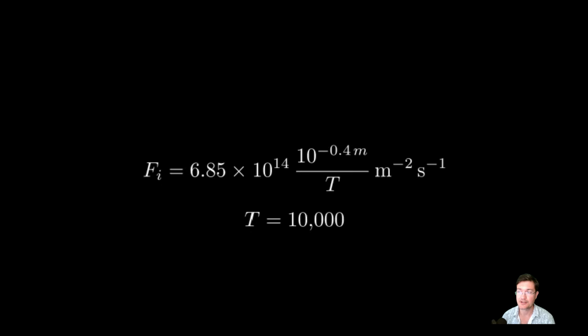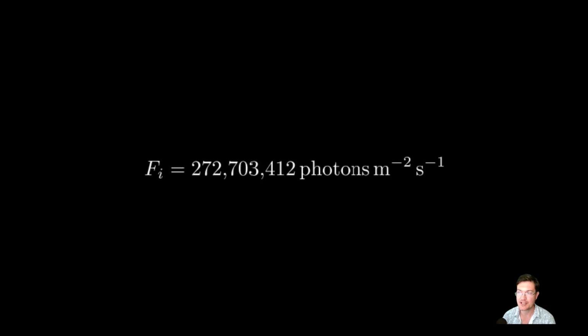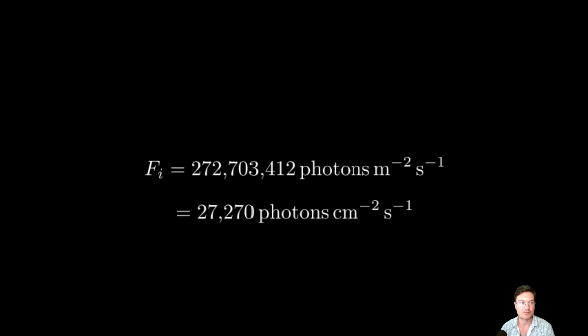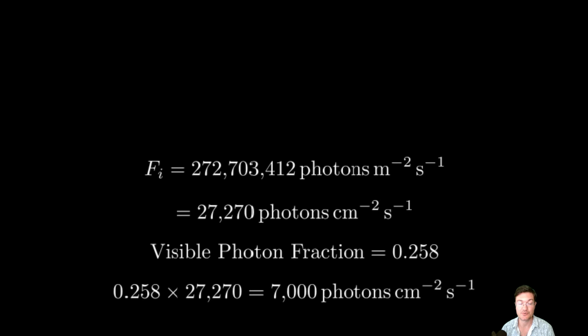So we can plug in 10,000 Kelvin for the temperature. For this example, we're going to use a magnitude of 6. That's going to get us our number of photons per square meter per second, and then down to 27,300 photons per square centimeter per second. Finally, multiplying by that fraction from the graph tells us that there's about 7,000 photons per square centimeter per second incident upon the Earth.